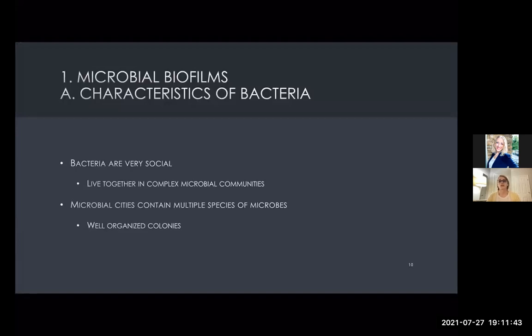So bacteria are social creatures, and that sounds weird, but it is true. Bacteria like to talk to each other and build communities and colonies with each other. And they are very complex communities, very, very complex. So these little microbial cities basically have tons and tons of species of microbes. Usually they're very well organized, and they're difficult to disrupt. And this is why plaque biofilm has to be disrupted so often.